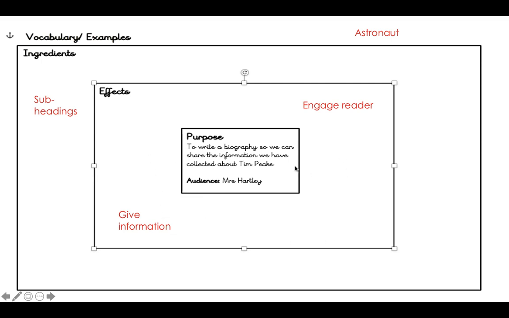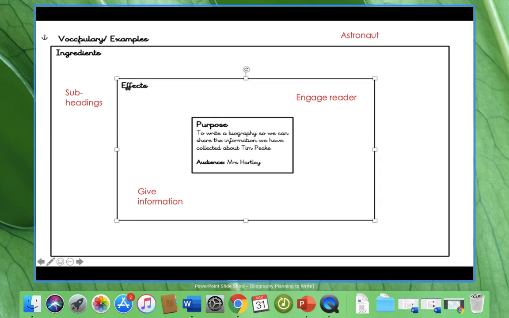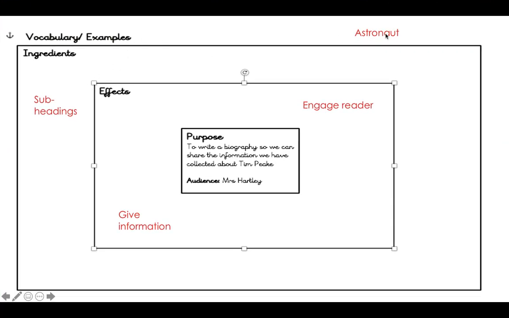You might find some more, so you might want to go back through the key features that you collected on the previous slide, and you might want to add some of your own. The ingredients, what are the things you're going to have to do to write a good biography? So I've put, you're going to need subheadings. Well, we've already looked at that. You might think, well, I need an introduction, I need chronological order. So you might add some more of these yourself in the ingredients box. And vocabulary, I've put astronaut, because these are the words that we want to try and use in our writing, the technical vocabulary, and we want to make sure that we spell them right.